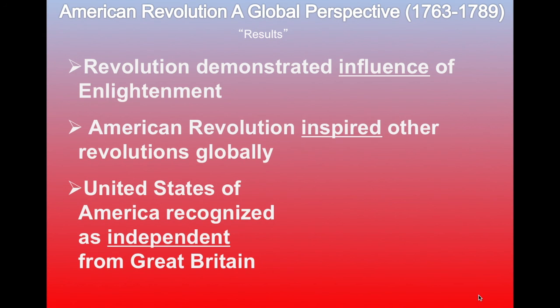So we started with the absolute monarchs. People started to resist those absolute monarchs, and the American Revolution would be the crowning moment where a whole group of people start to resist another country for natural rights.